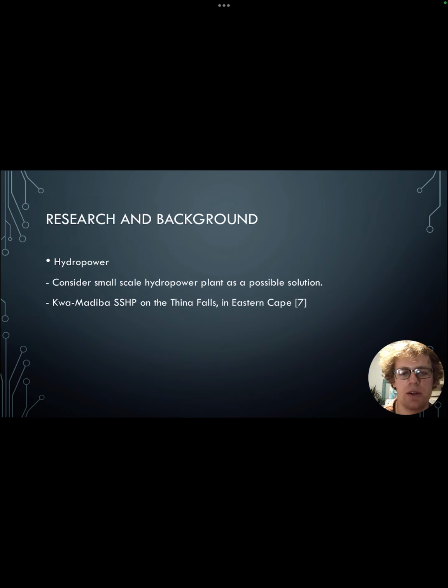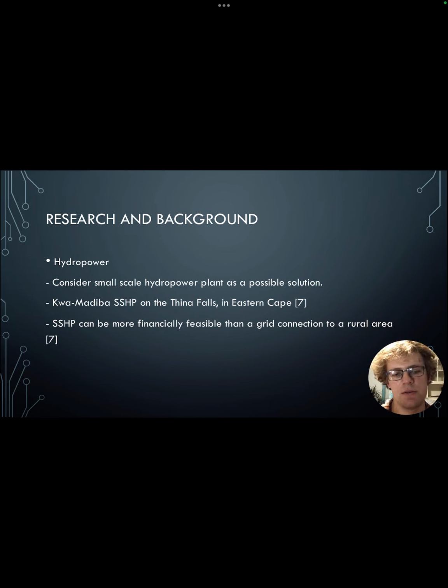So consider small-scale hydropower plant as a possible solution. The particular study and references to this study is the Kwamadiba small-scale hydropower plant on the Tina Falls area in the Eastern Cape. The small-scale hydropower plant can be more feasible financially than a grid connection to a rural area. What this means is that in some cases, extending the existing grid to a rural area is more expensive than just simply implementing a small-scale hydropower plant, such as a run-off-river type plant.